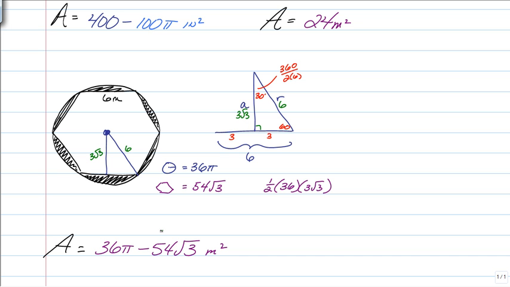And that's it for this. That's how you pretty much do any shaded region. Just find the area of the bigger stuff first, and then subtract the area of the smaller stuff, and you'll be good to go.